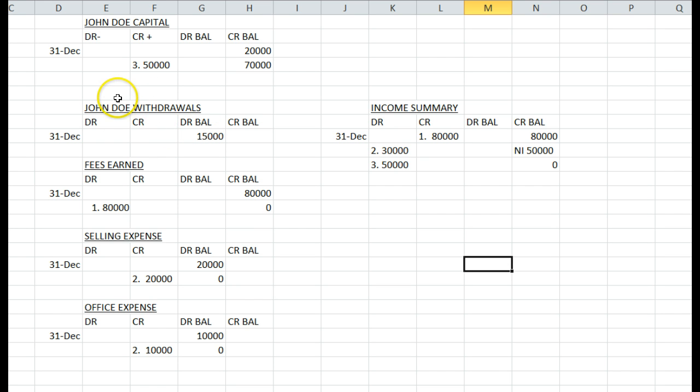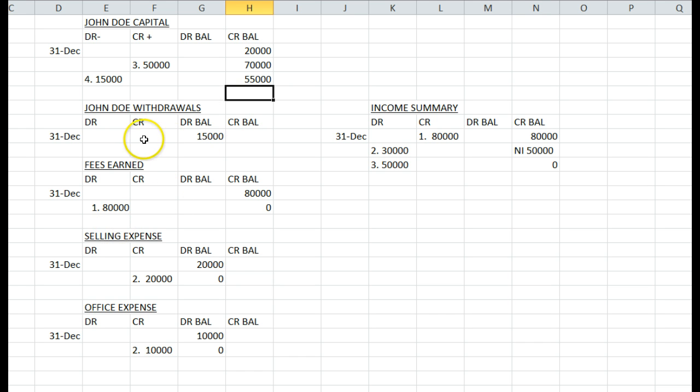Fourth and finally, it would be to take the amount of the withdrawals, which has been recorded temporarily in the withdrawals account. If it has a debit balance, we have to credit it, but where does it go? It goes to the capital account. So the fourth and final closing entry then takes that $15,000 and debits it to the capital account, which brings the capital balance down to 55.